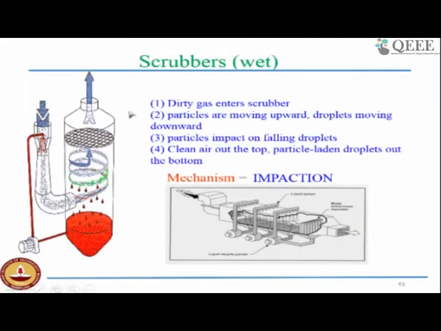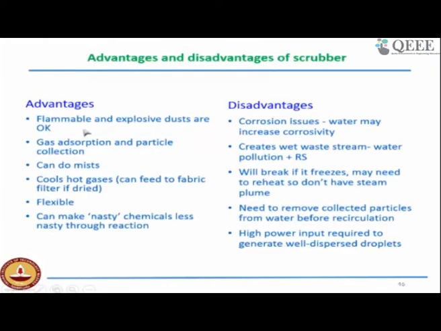Then the other important control equipment is the scrubber. A scrubber can be used for both gaseous pollutant removal and particulate removal. Okay. So the mechanism here is basically impaction. Okay, flammable, explosive, high temperature: then you can use this method.